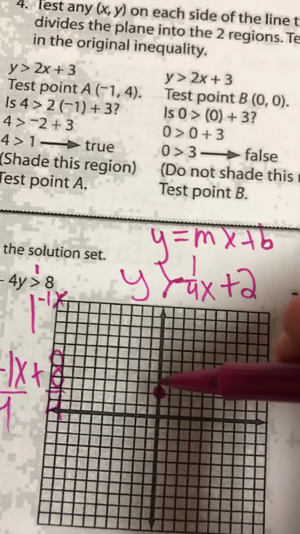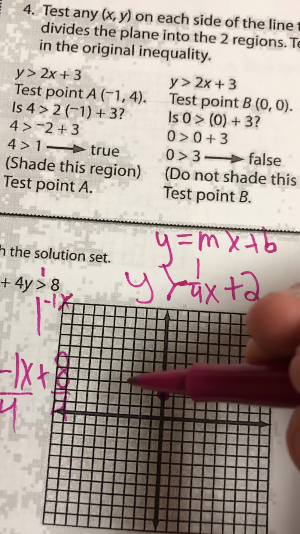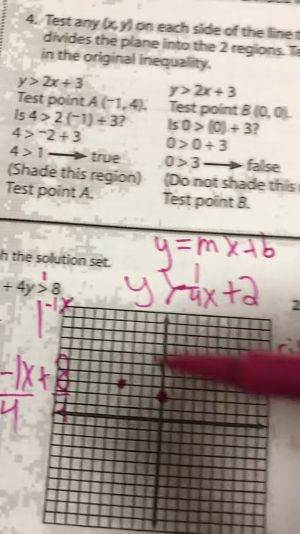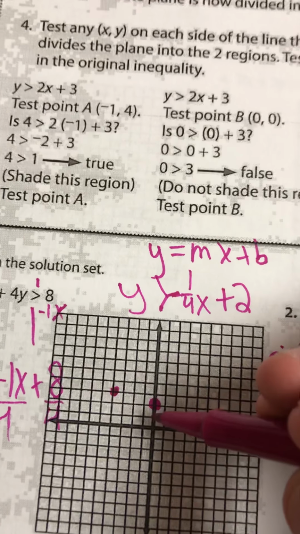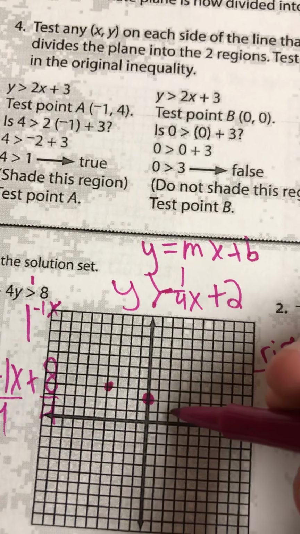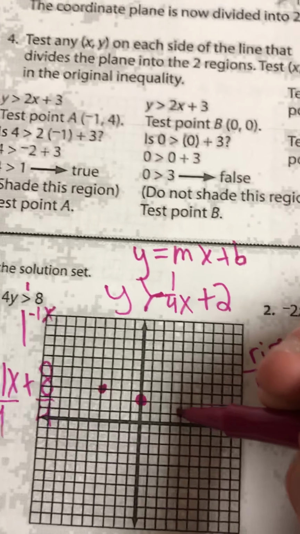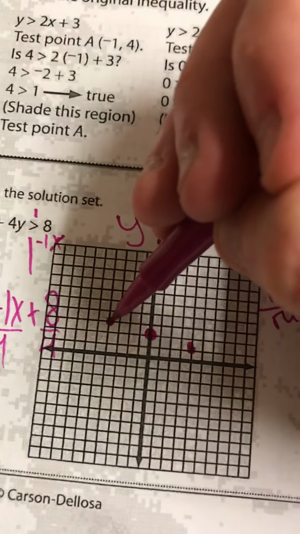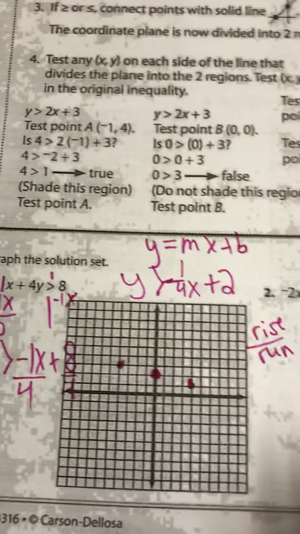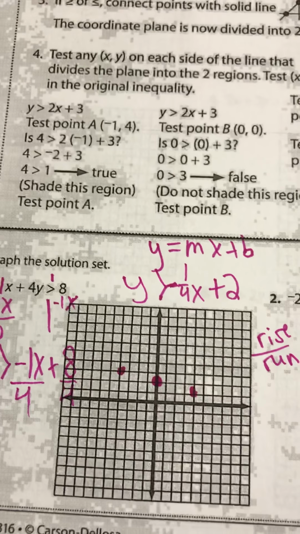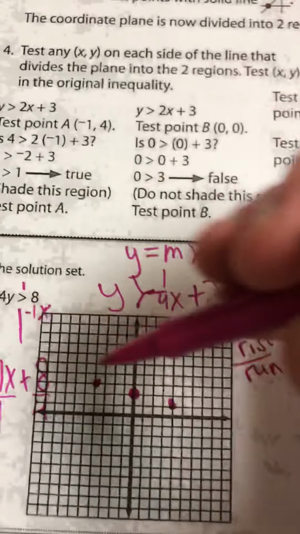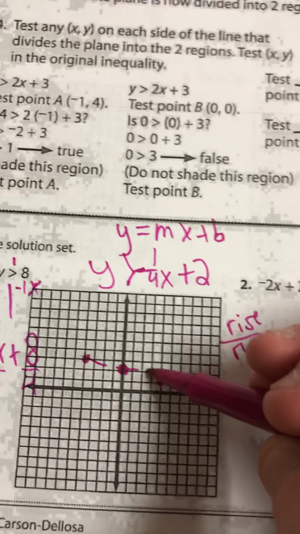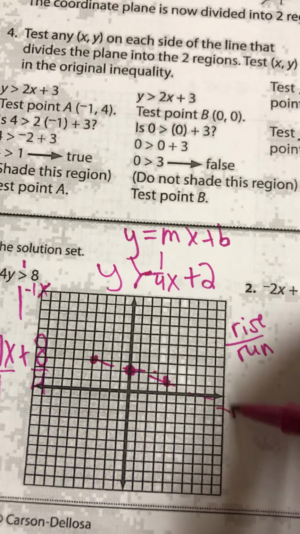So we can go 1 up, then over 1, 2, 3, 4. Another thing you could have done is go down 1 and then to the right 4, so 1, 2, 3, 4. It doesn't matter as long as you're going in the negative direction for one of these numbers. Now it is a not equal to inequality, so we will have a dashed line. It's kind of hard to write and hold my phone at the same time.